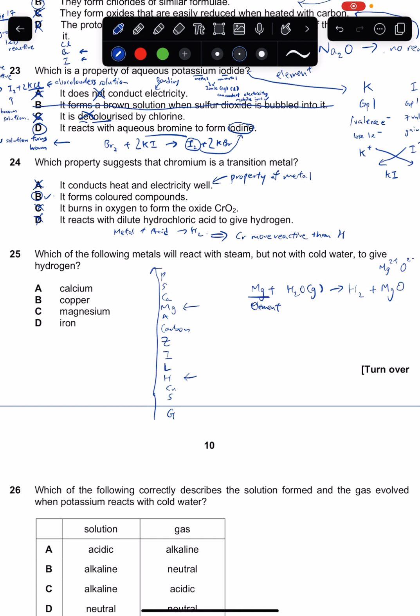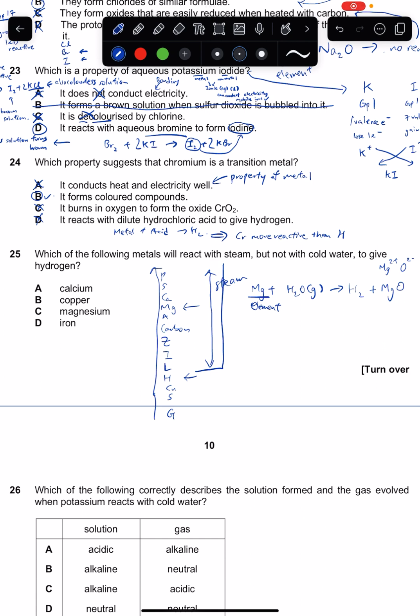So actually, you think of it this way, what kind of metals can react with steam? It means the metal must be more reactive than H. So technically speaking, all these metals can react with steam. Because they are more reactive, they can kick it out. Right? Okay.